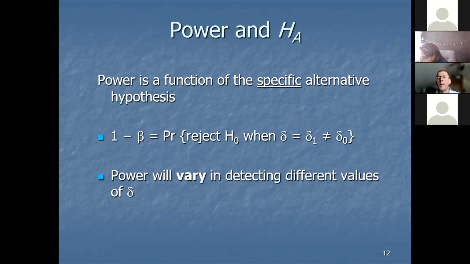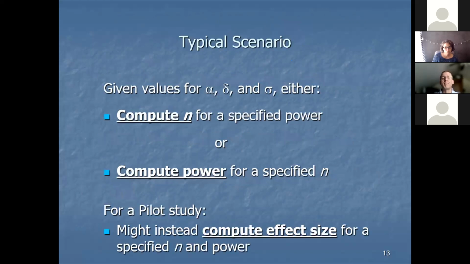Also I want to note that power is a function of the specific alternative hypothesis. My point here is you can't just give a general alternative hypothesis and say there's a difference between the groups. You actually have to specify what that difference is. Again, you need to say what the effect is so that I know how far apart those distributions are. So the power is going to vary with different values of delta. I'm going to get one value of power when delta is 1, another value when it's 1.5, another value when it's 2, and so on.